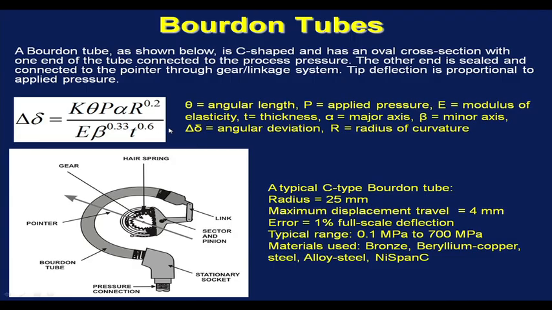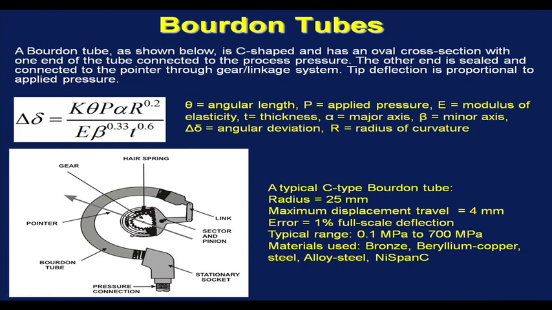It depends on the radius of curvature to which the Bourdon tube has been bent. It depends on the geometry of the cross section. It is an elliptical one, so it has a major axis and minor axis. So, tip deflection depends on major axis and minor axis. Tip deflection depends on the modulus of elasticity of the material that has been used for making the Bourdon tube. The tip deflection also depends on the thickness of the Bourdon tube. Deflection of the tip is inversely proportional to the modulus of elasticity of the material as well as the thickness of the Bourdon tube.